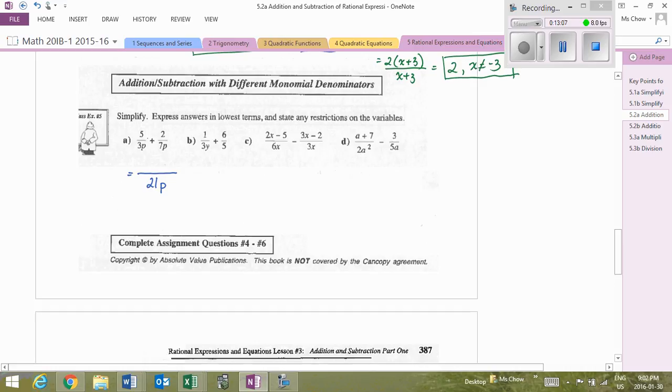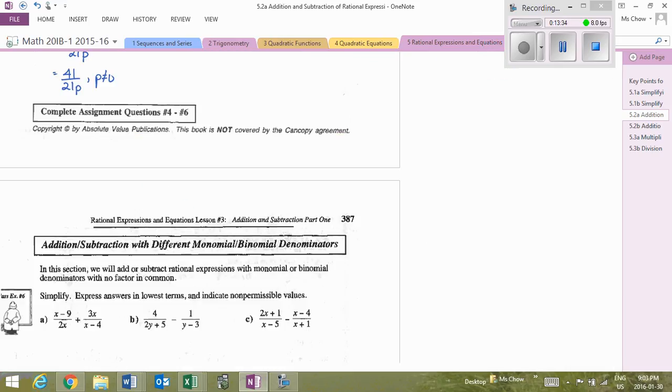So the first term that I'm adding, I can multiply top and bottom, so 5 by 7, and here top and bottom I can just multiply by 3. So then we're looking at 35 plus 6, which is 41 over 21p. That does not simplify, but I need my restriction, which is of course p cannot equal 0. Oops.